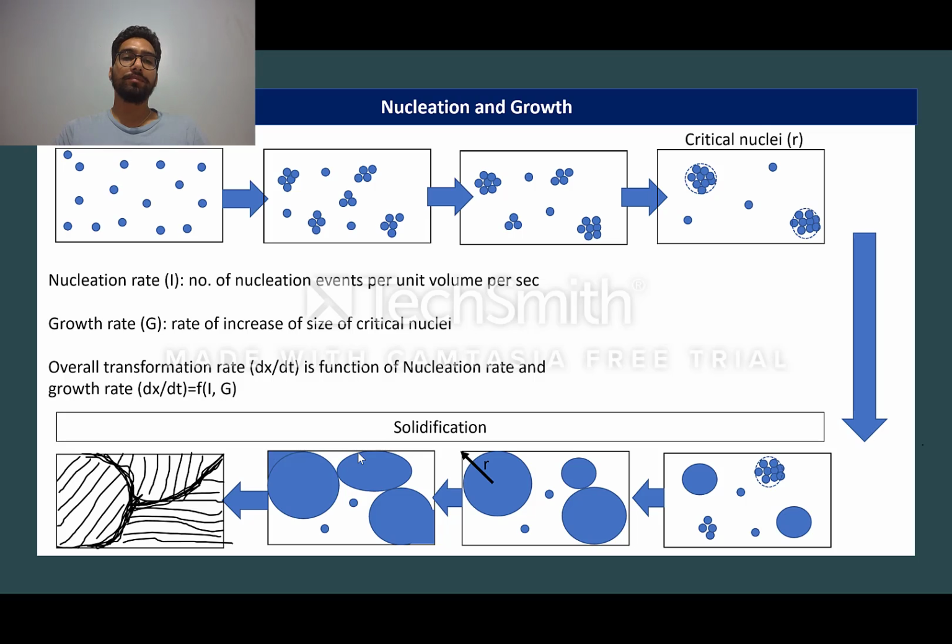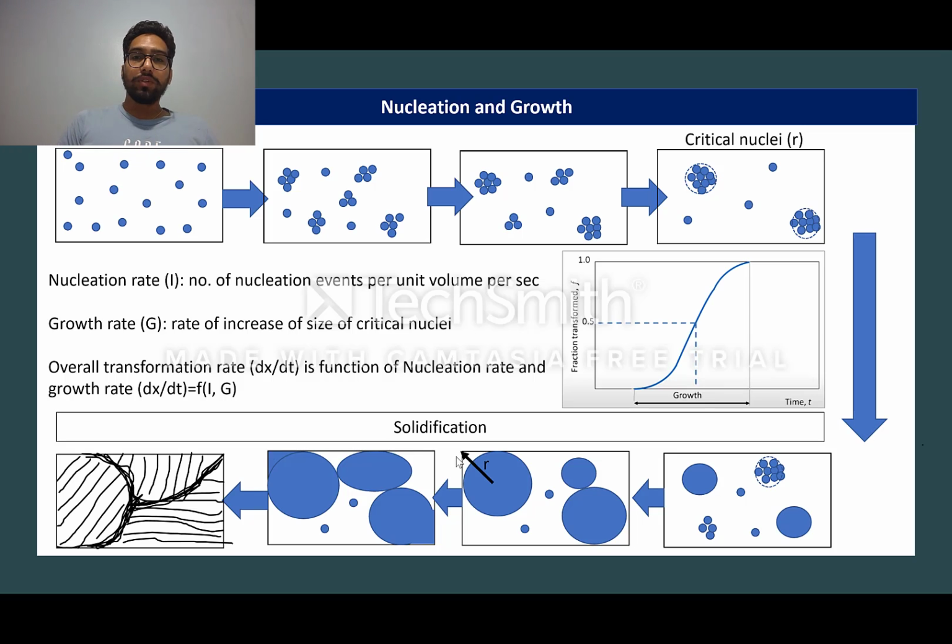So the nucleation rate depends on the number of nucleation events per unit volume per second. The growth rate is the rate of increase of size of critical nuclei. So once this critical radius is formed, how fast this radius is increasing, how fast this critical nucleus is increasing, is called the growth rate. The overall transformation rate, that is dx by dt, is a function of nucleation rate and the growth rate.